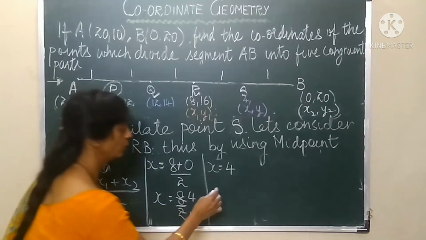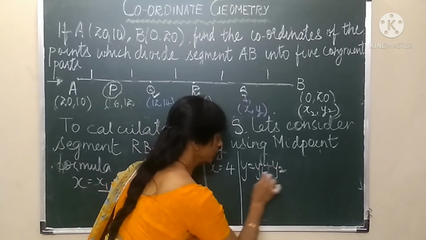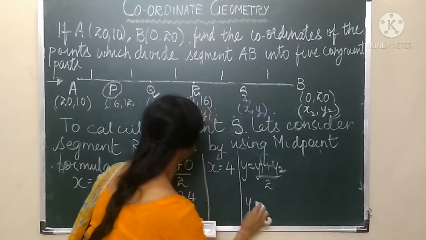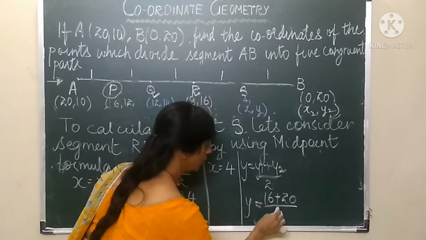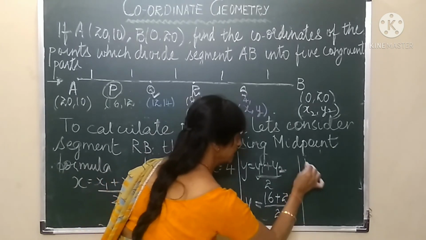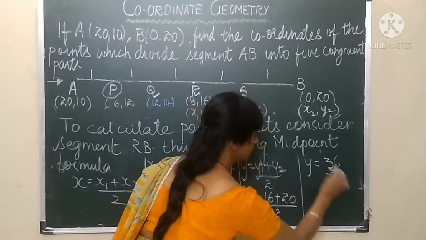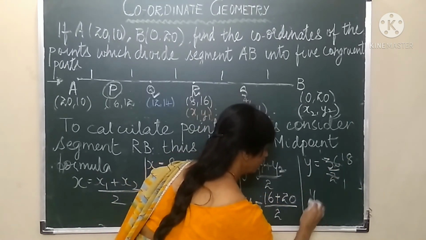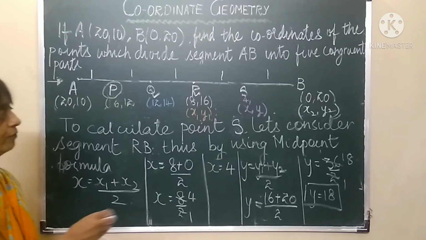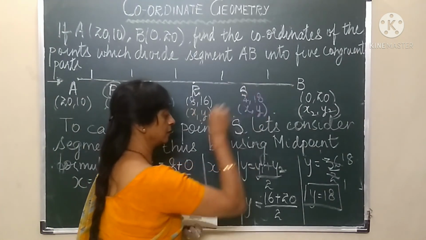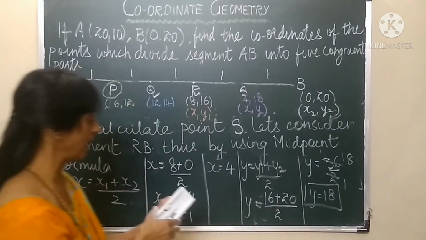Now, to calculate y. y is equal to y1 plus y2 upon 2. Thus y will be equal to y1, that is 16, plus 20 upon 2. That gives us in the numerator 36 upon 2. Let's reduce. 2 ones are 2, 2 18s are 36. So y is equal to 18. So the value of y, by using again this midpoint formula, is x is 4, y is 18.